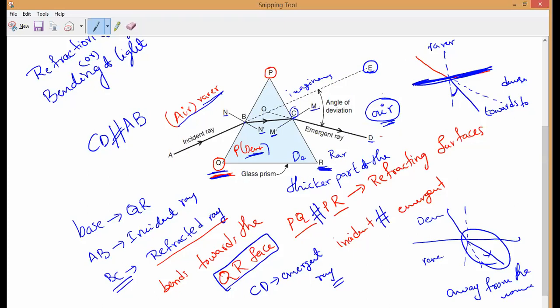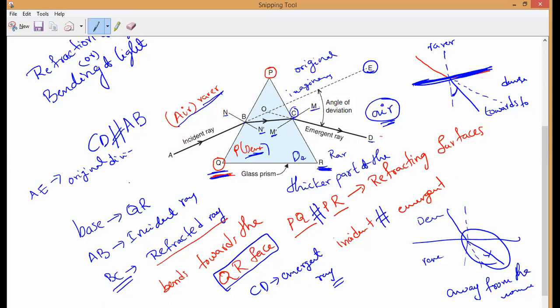Now you can see this AE represents the original direction. If there is no prism, the light ray will go in the same direction. Is it yes or no, guys? So that is why we call AE the original direction of the incident ray. That you should remember.